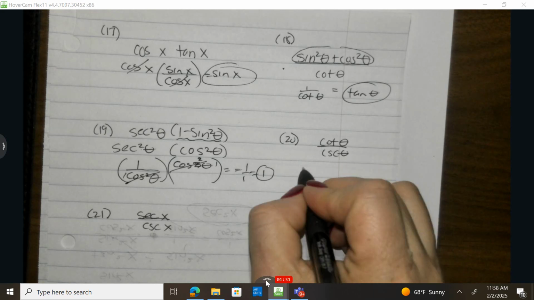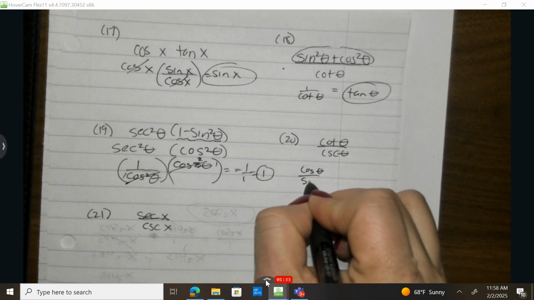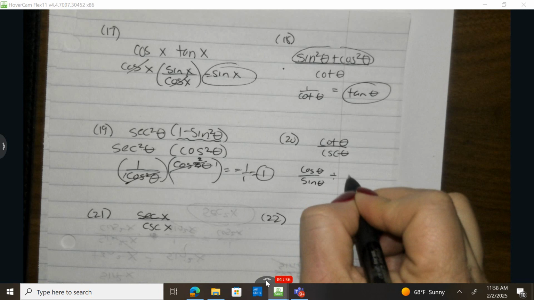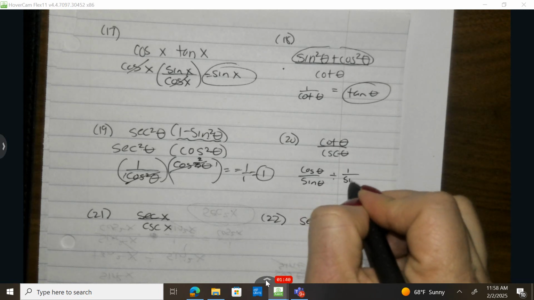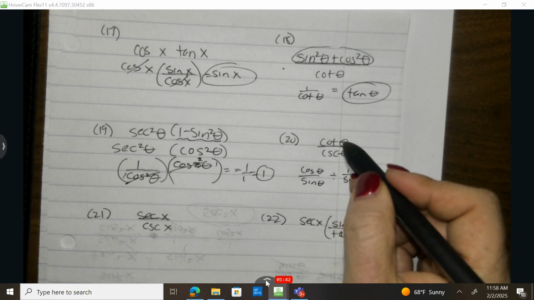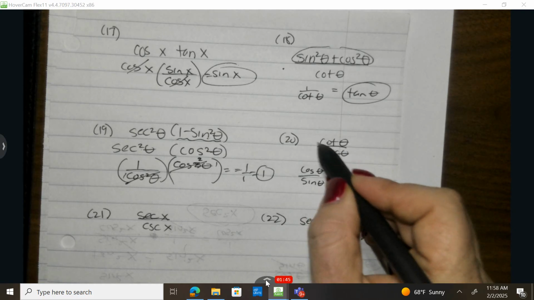Okay, cotangent is cosine of theta over sine of theta. And I want to divide that by the secant of theta. Well, by the way, secant of theta is 1 over the sine. So I'm just writing this out. Instead of it being vertically, I'm writing it horizontally.